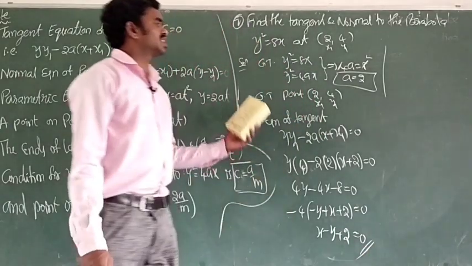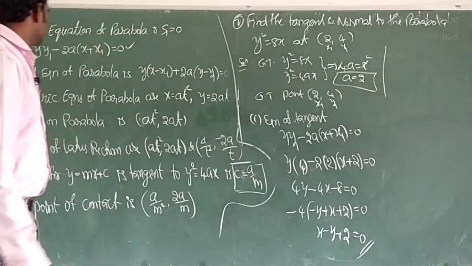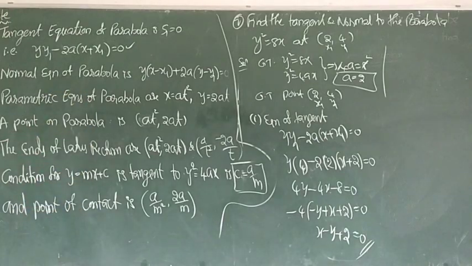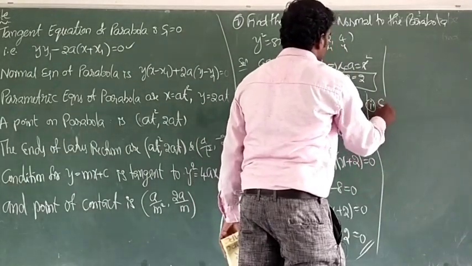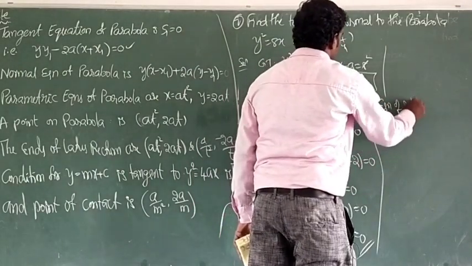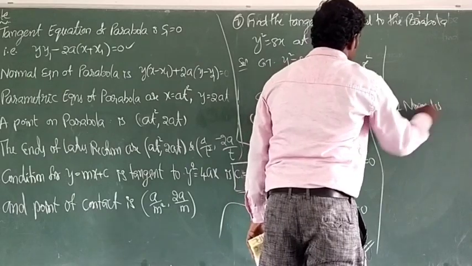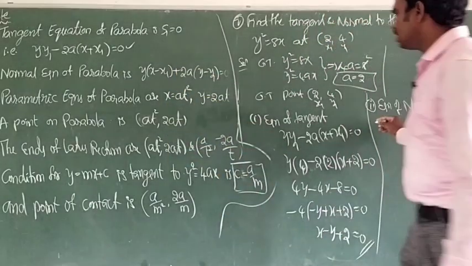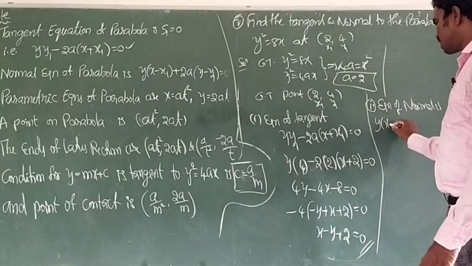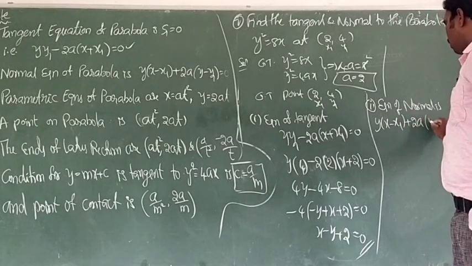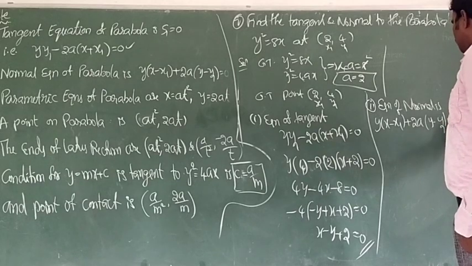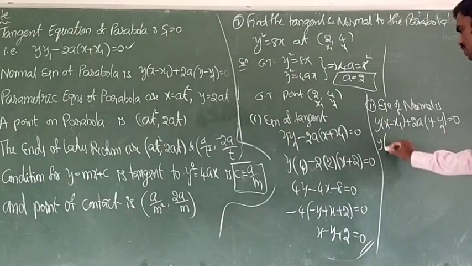Similarly, it asks what is the normal equation. So next we write the normal equation formula and substituting that we get the answer. Second one, the equation of normal is, what is the equation of normal? We have to remember y1 into x minus x1 plus 2a into y minus y1 is equal to 0.